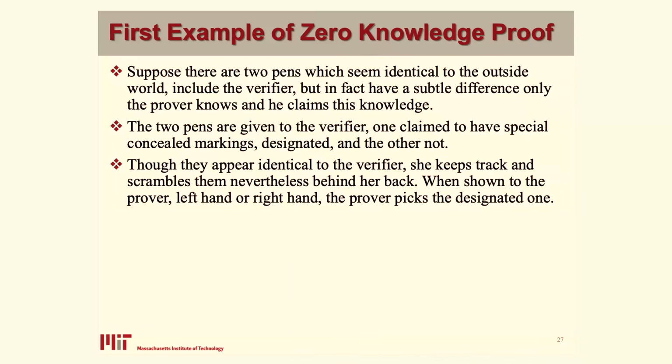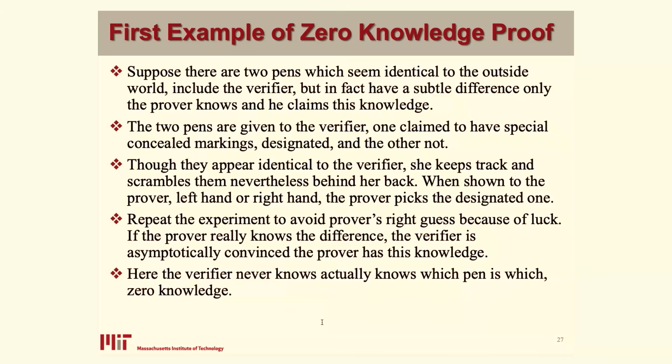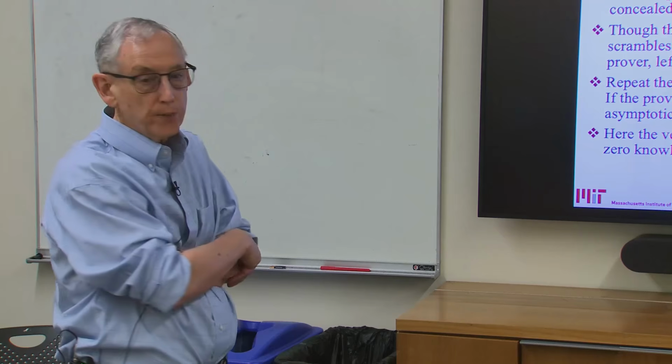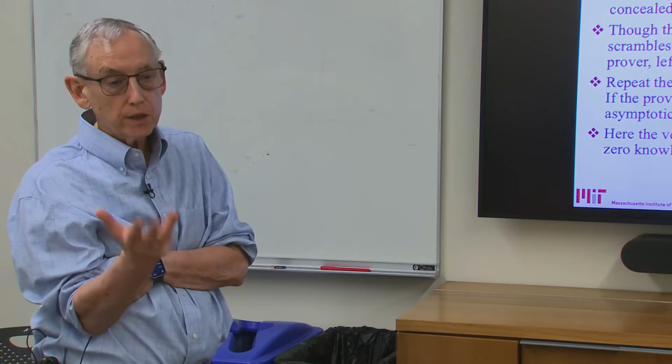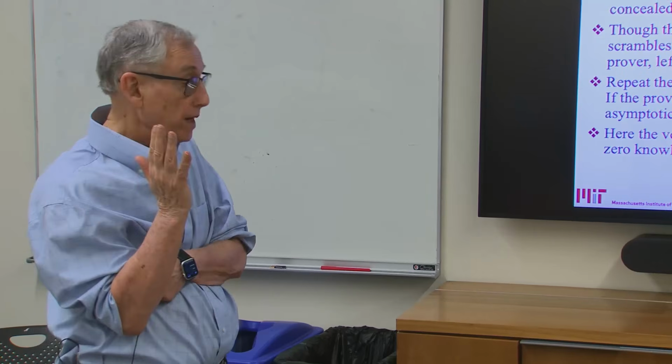Now that could have happened by chance, 50-50, that the left hand actually was the hand holding the special pen, so they do it again and again. Each time, the verifier does not know anything more. It's an independent experiment. But you can see asymptotically she would get convinced that the prover really knows which is the right pen. But she never ends up knowing.